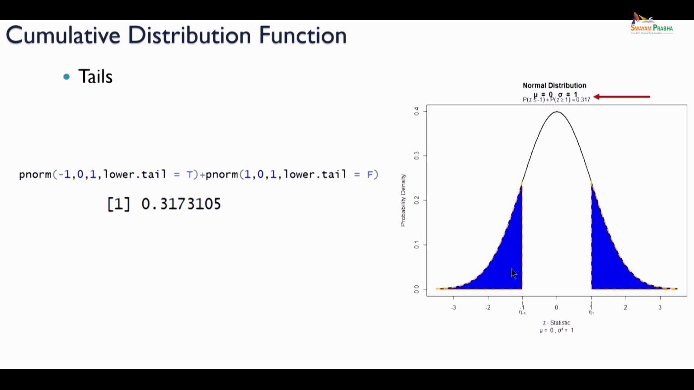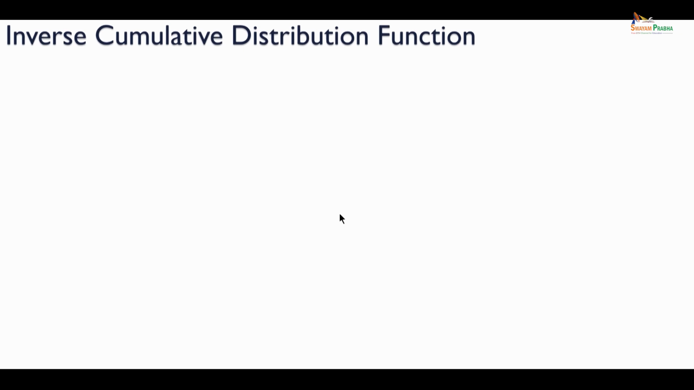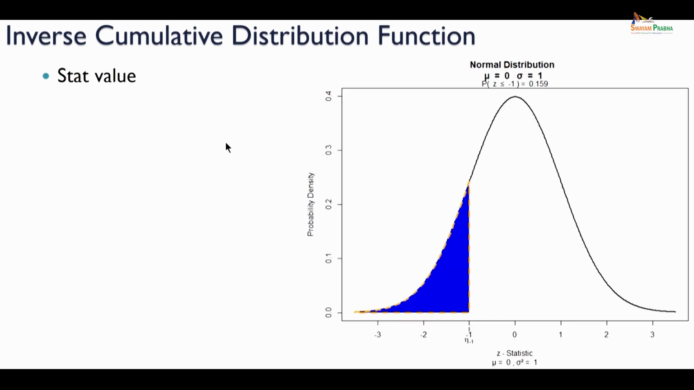So, I have shown you only for a normal distribution. You can however do this for any other distribution. So, let us move on to inverse cumulative distribution function. Under this function what we are really going to find out is the start value, which means given the area of the shaded region, can I really find the start value.